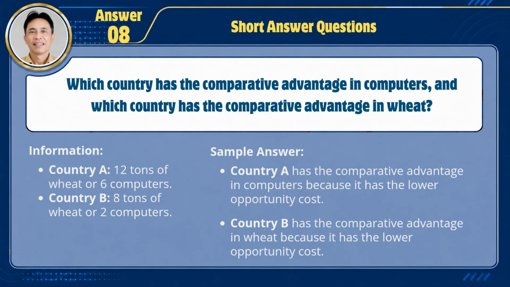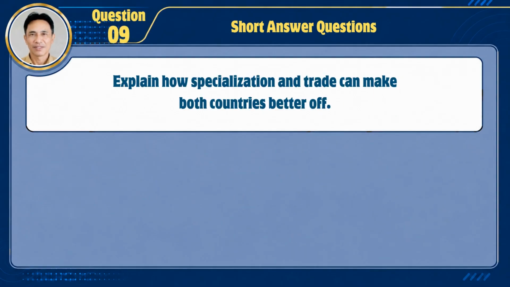For country A, the opportunity cost of 1 ton of wheat is 6 computers divided by 12 tons of wheat equals 0.5 computer per ton of wheat. For country B, the opportunity cost of 1 ton of wheat is 2 computers divided by 8 tons of wheat equals 0.25 computer per ton of wheat. Country B has the comparative advantage in wheat because it has the lower opportunity cost. Moving on to the final question.